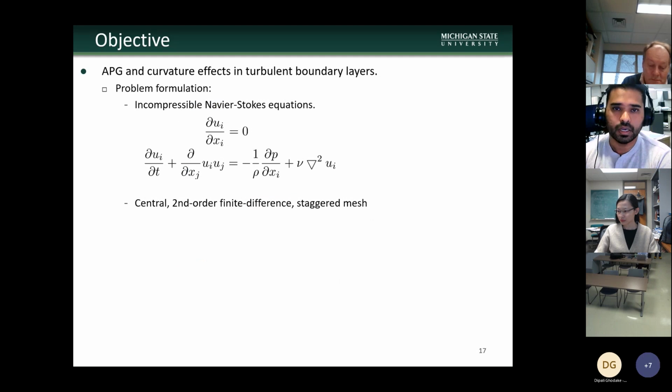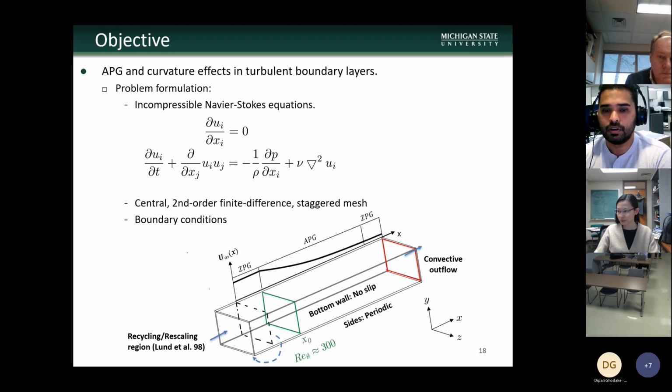So for our flat plate simulation, we are basically solving the incompressible Navier-Stokes equation, which is both second order accurate in space and time, solved on a staggered grid. For a boundary condition at the inlet, we have rescaling and recycling boundary condition, so that we have fully developed zero pressure gradient turbulent boundary layer at the inlet of the flat plate.